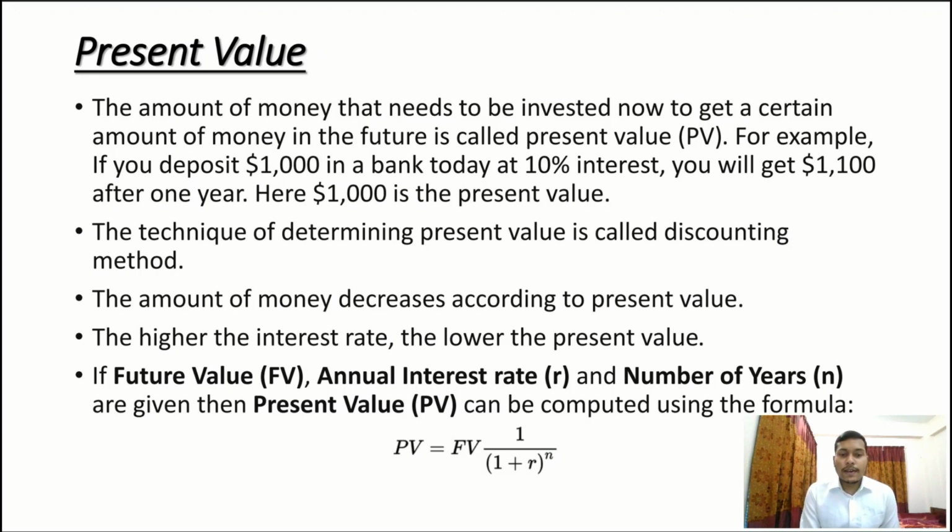If future value, annual interest rate, and number of years are given, then present value can be computed using the formula. PV means present value, equal to FV, which is future value, multiplied by 1, then divided by 1 plus R, meaning annual interest rate, whole to the power n, which is number of years.